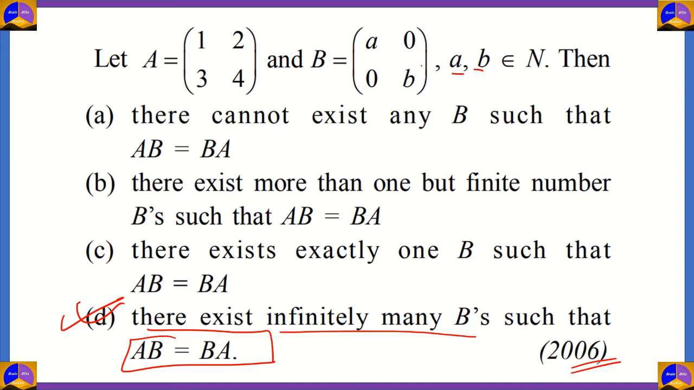So when A and B are equal, it forms an identity matrix. So even if A has any value, then B has the same value. So therefore, any of those values would satisfy the relation here. So therefore, there exist many infinite possibilities for the matrix B. So there exist many infinite B's such that AB equals BA is the correct answer for this question asked in 2006.